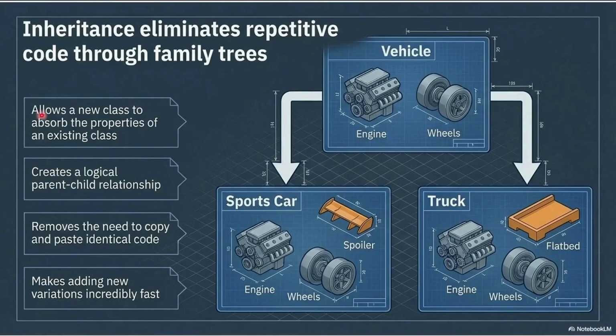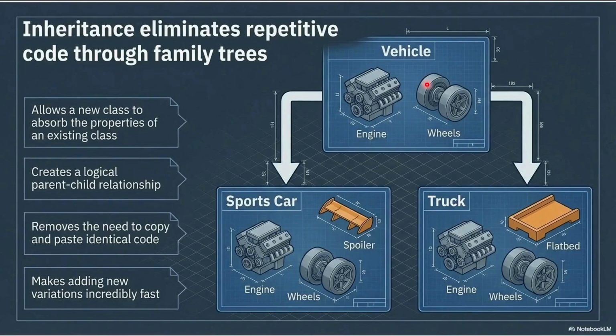Okay. So it creates a logical parent-child relationship and removes the need to copy and paste identical code. It makes adding new variations incredibly fast. Just like the example given over here, there's a vehicle. Assume that this is a class. So vehicle has an engine and wheels.